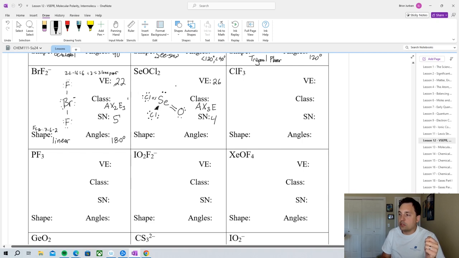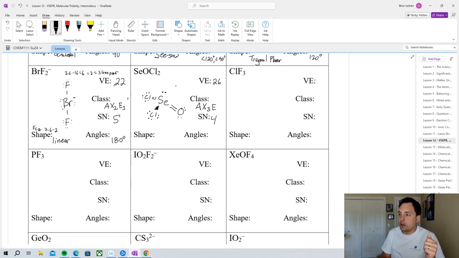Well, steric number is 4 because it's a tetrahedral shape, or electronic geometry. The shape is trigonal pyramidal. And the angles here are less than 109.5 degrees. The exact number is not important. But what we want to double check here is that our formal charge is correct. Well, selenium, it's got 6 valence electrons. So 6 minus 2 minus 1, 2, 3, 4 is going to give us a formal charge of 0. And then this does indeed work.